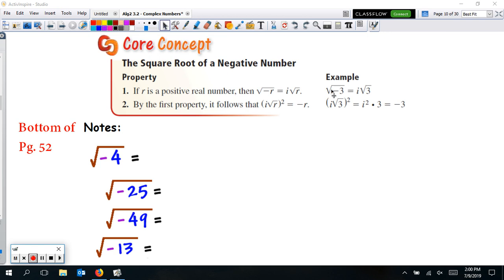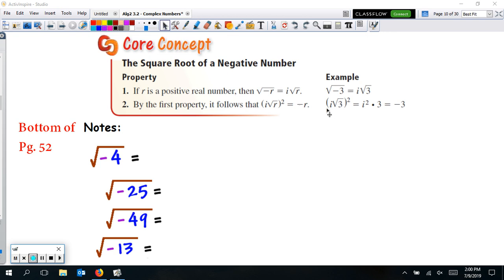Like there's an example, the square root of -3 would be i square root of 3. Since 3 is not a perfect square, it's still going to remain under the radical sign. But now we can take out the negative and put an i in front of this to show that this is an imaginary number. By the first property, it follows that if you square this, we're just going to go back to -r.